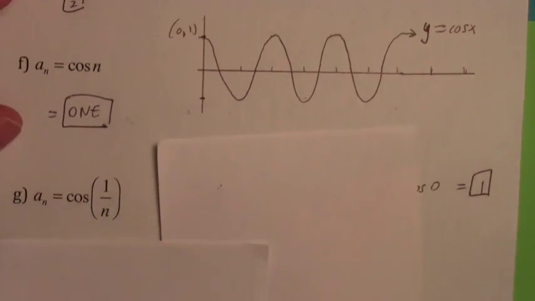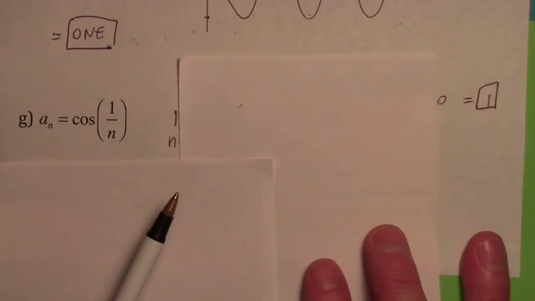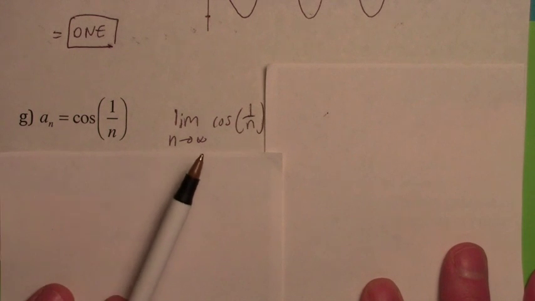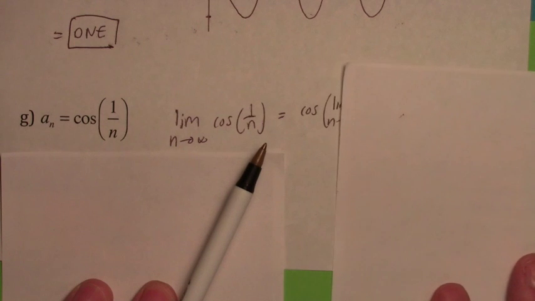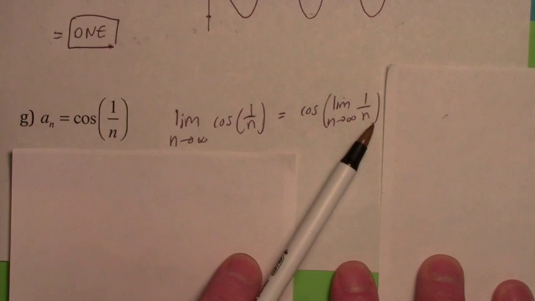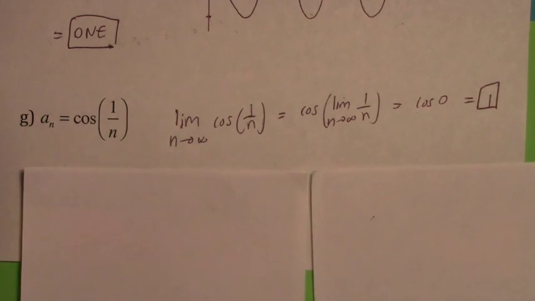How about this one? A sub n is cosine of 1 over n. Let's apply our limit laws from chapter 2. We can bring the limit sign inside the cosine. So what does the limit as n goes to infinity of 1 over n equal? 0. And what is the cosine of 0? It's 1. There we go. So computing limits of sequences, we can apply all those limit laws from chapter 2. You can think of them as points on the graph of the functions.